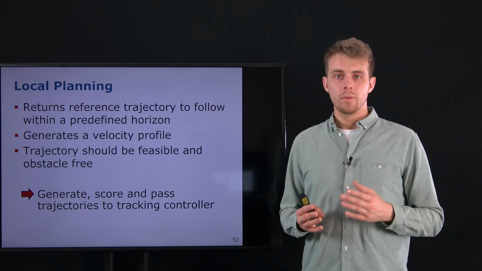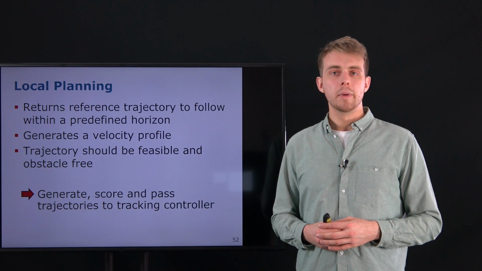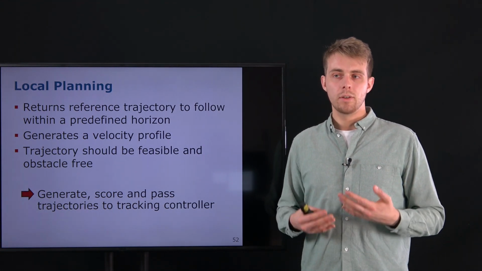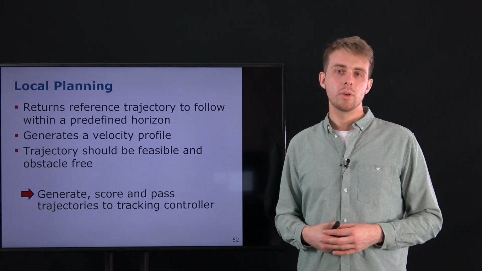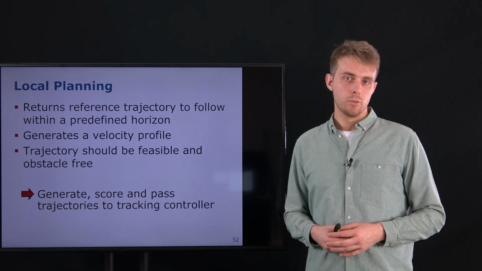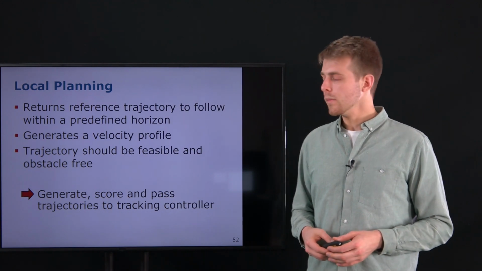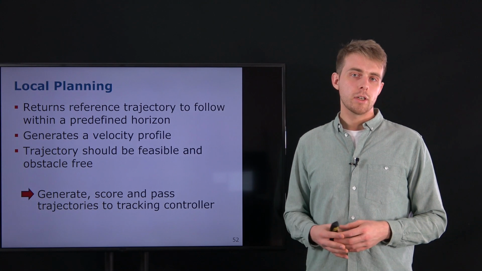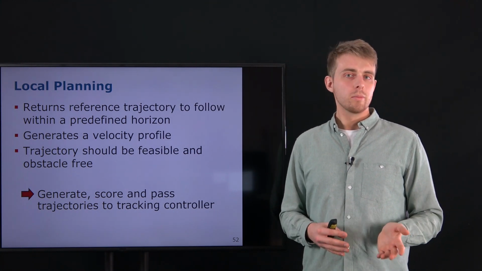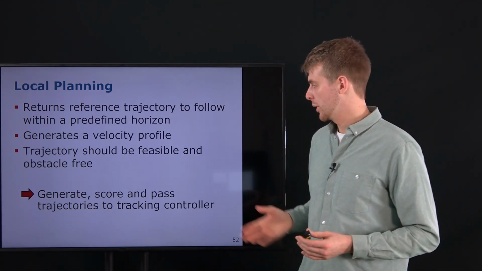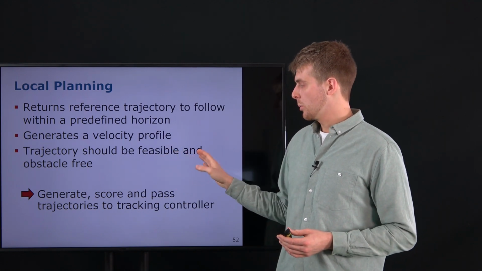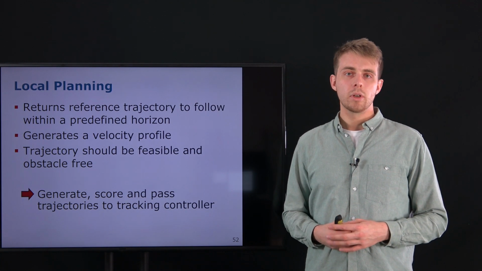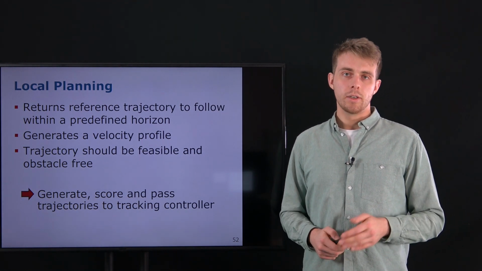And of course, if we remember this pyramid from the beginning, the trajectory should be feasible, so the car should be actually capable of following the trajectory, and it should be obstacle-free, which makes it safe. A common approach to do this is to generate different trajectory candidates and score them according to some objective. So we can include these conditions or requirements in these objectives, and then the one with the best score is actually passed to the controller and followed.